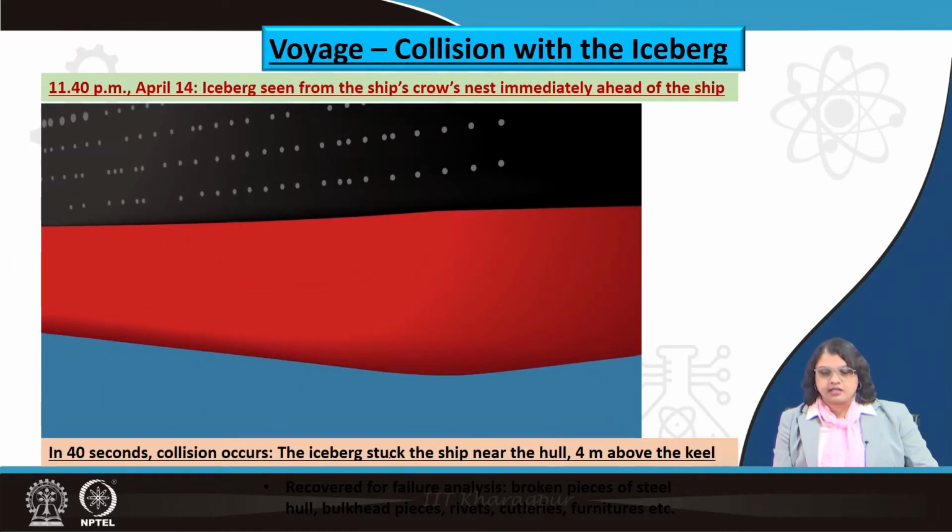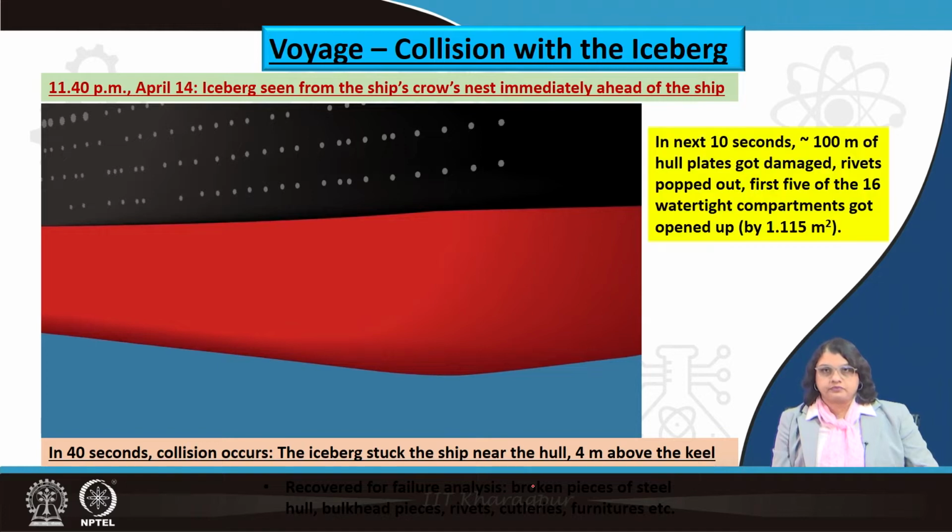how the collision happened. Within 40 seconds of finding the iceberg at around 11:40, this collision happened, and it struck the ship on the hull 4 meters above the keel. Those are the points of contact, and within 10 seconds of the collision, 100 meters of hull plates got damaged and rivets were popping out, which led the first 5 of the 16 watertight compartments to open up.